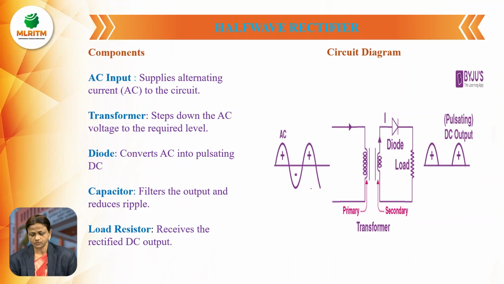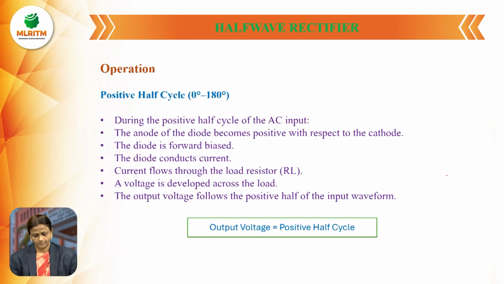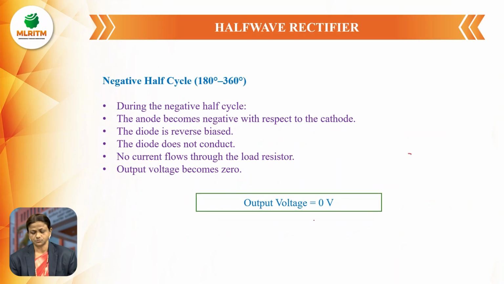So during the positive half cycle, you can get the corresponding output. During the negative half cycle, the corresponding output equals 0 volts. So during the positive half cycle, the corresponding output equals the positive half cycle. During the negative half cycle, the corresponding output voltage equals 0 volts.